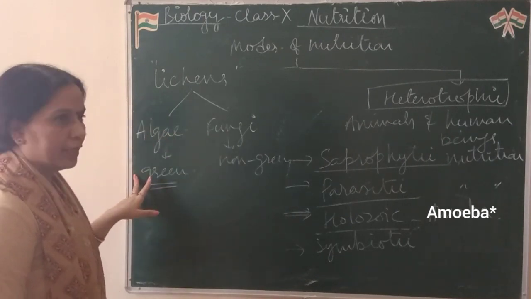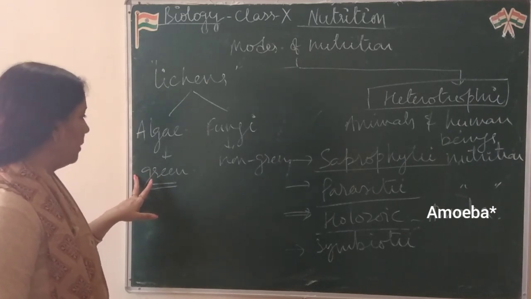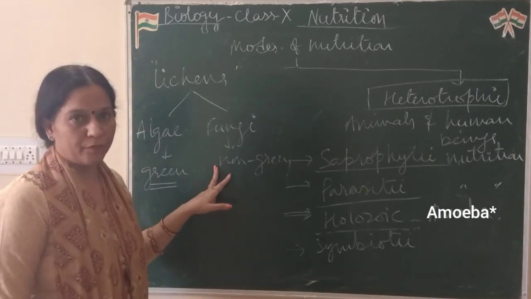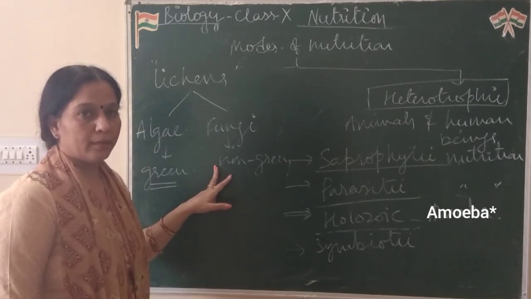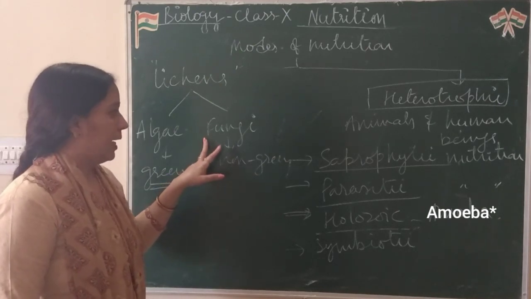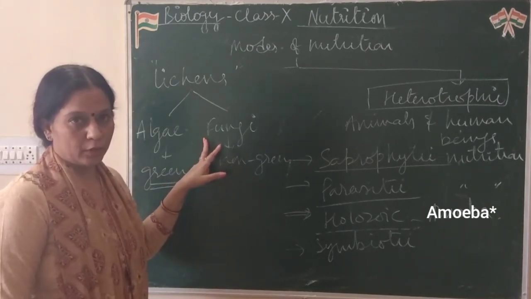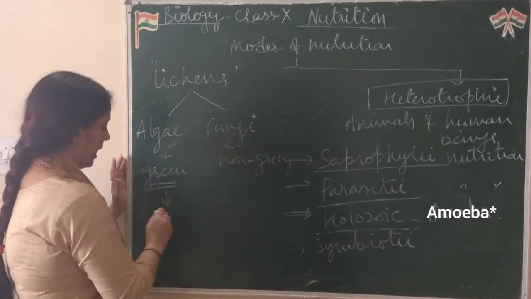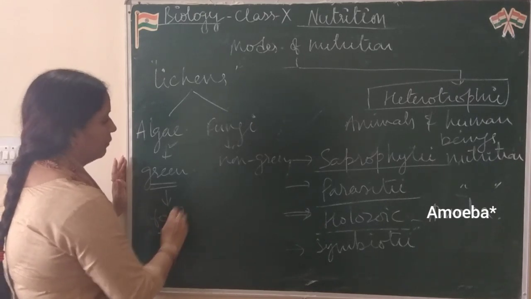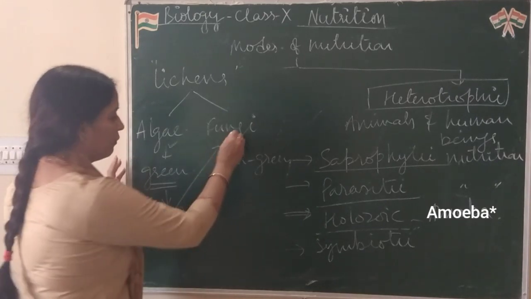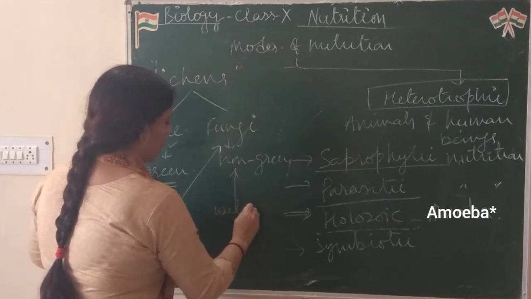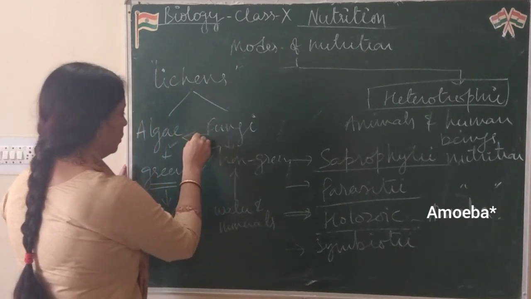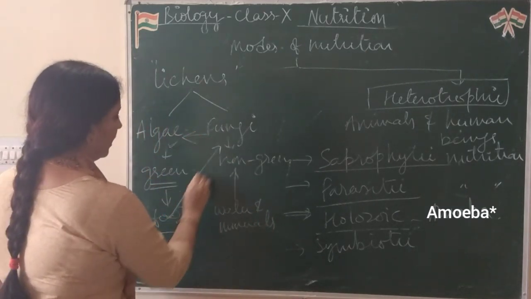Algae is green and it is photosynthetic. It can prepare food with the help of chlorophyll, and fungi is non-green. It is heterotrophic. It cannot prepare food by photosynthesis. So fungi absorbs water and minerals from the soil and gives to algae, and algae prepares food with the help of photosynthesis, and that food is provided to fungus. Fungus is absorbing water and minerals from the soil and providing them to algae. Algae is preparing food and giving to fungus.